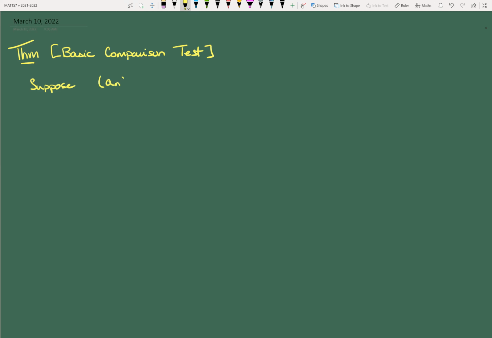Suppose a_n and b_n are sequences such that 0 is less than or equal to a_n is less than or equal to b_n. So 1, if b_n converges, and again, I'm doing that lazy thing where I don't necessarily include all of the indices because implicitly we know we're taking an infinite series.